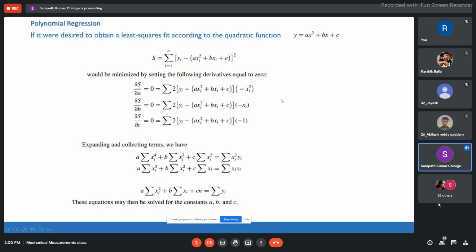Similarly, if it is a cubic equation, now a, b, c, d you have to find. Fourth order, a, b, c, d, e you have to find. Likewise, you can write down these expressions and solve them, and you can use the polynomial regression fit. So this is how you find the fit by using regression analysis. It may be the least square method or any method by which you find the fit for the given data.